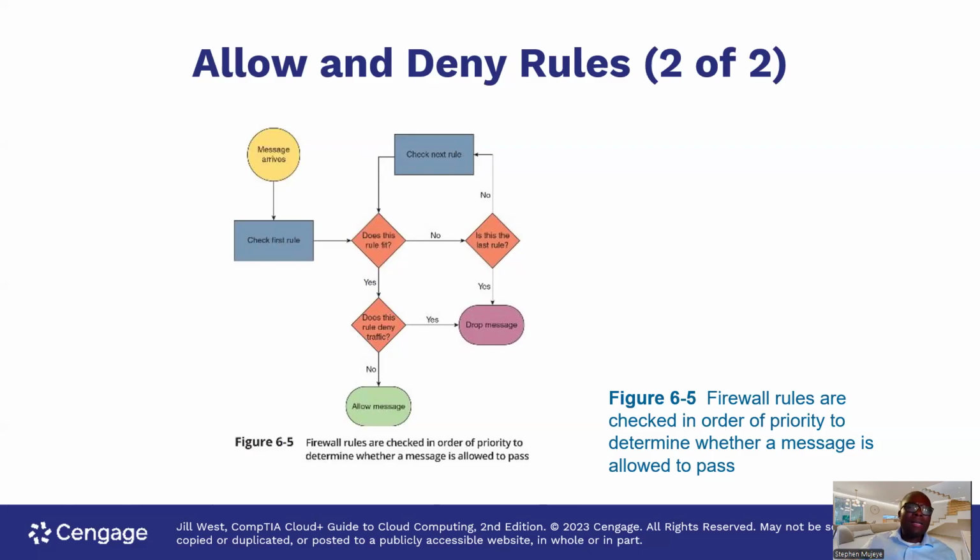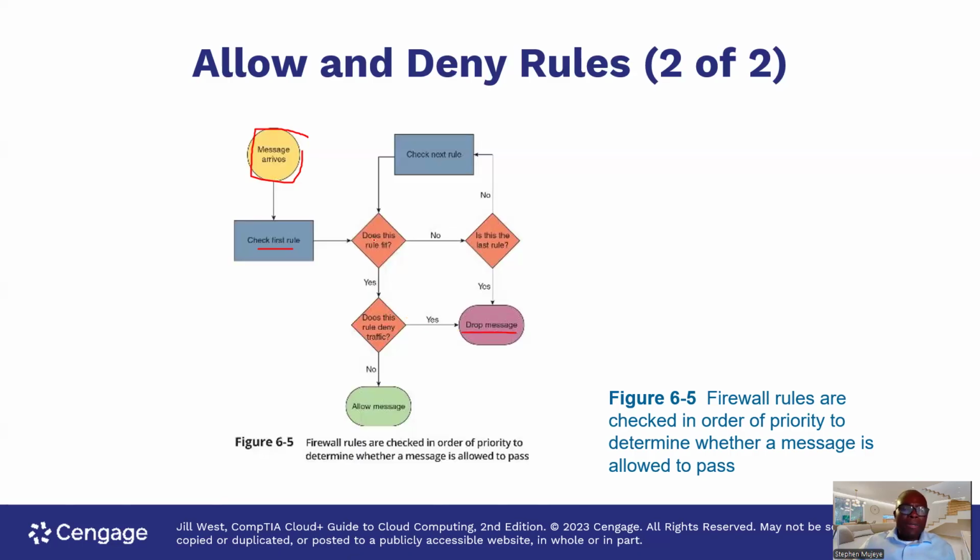Let's say there is a message that arrives. So there is a checking of the first rule, right? As it is checked, the questions that are asked are, does it fit the rule? If it does, then it goes on to processing: does this rule deny traffic? If it doesn't deny traffic, then the message is allowed. But if there's a rule to deny, then the message is dropped, right?